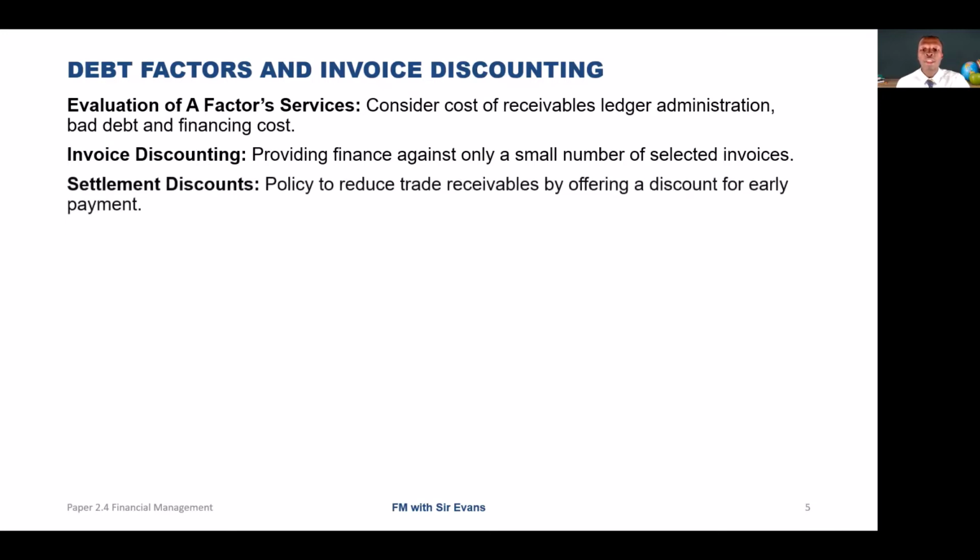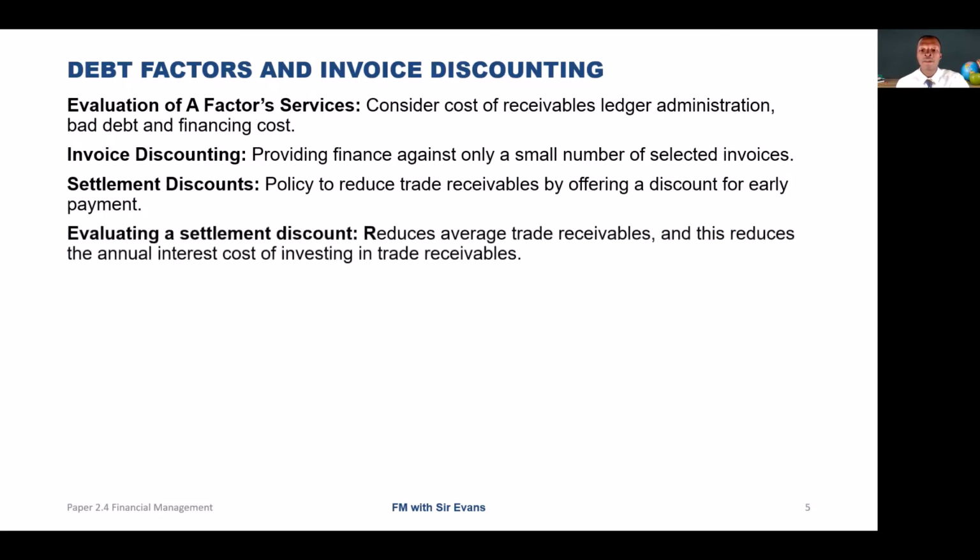Settlement discount is a policy to reduce trade receivables by offering a discount for early payment of an invoice. It's also called early settlement discount or cash discount. Example, the company might offer normal credit terms of 60 days, but a discount of 2% for payment within 10 days of the invoice date.